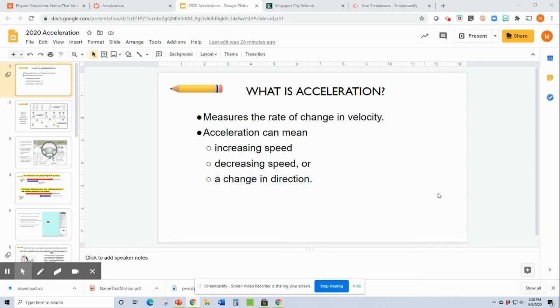Sometimes it's not enough to know something's going 20 miles per hour. I also want to know the direction that the object is going. And if we add that directional component in, then we're talking about velocity. Well, now we've got another way to describe motion, and that is by talking about its acceleration.